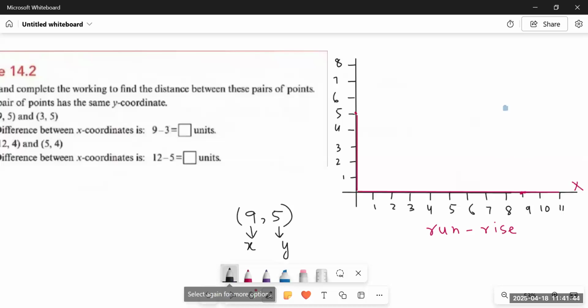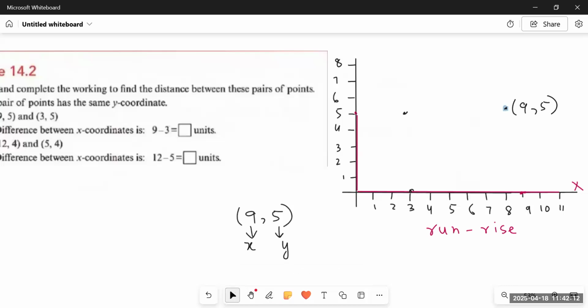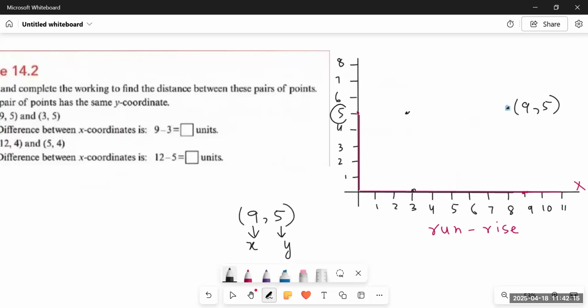This point is 9, 5. Then we are provided with another point having the coordinates 3, 5. So for 3, we will run to the right hand side. Here it is 3. And for 5, we will go up. So here it's 5. As they mentioned, these pair of points have the same y coordinate. Now you will find these 2 points have the same y coordinate. This is the y coordinate 5. And you can see 9, 5 and 3, 5 have the same y coordinate, that is 5.